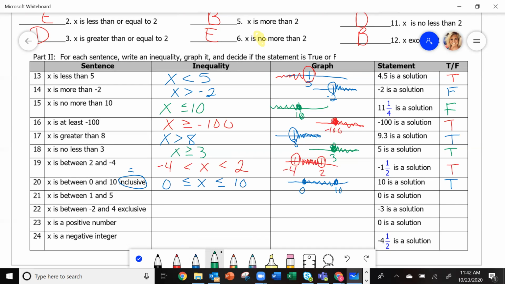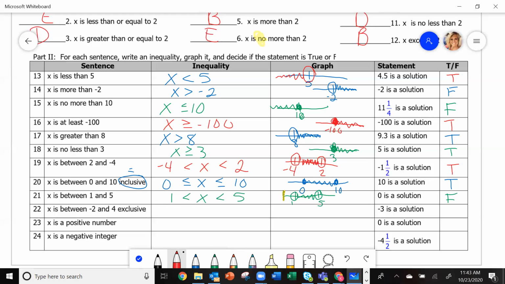Number 21, X is between 1 and 5. So X in the middle, small number to the left, large to the right. Then have our arrows pointing to the left, the less than symbol. Okay? It says it's between. It doesn't say it's equal to. So I'm going to draw my line. It's hard to write with this stylus. Open circles because they're not equal to. Shading goes between. Now, is 0 a solution? Is 0 between 1 and 5? No, it is not. This is false because 0 is over here.